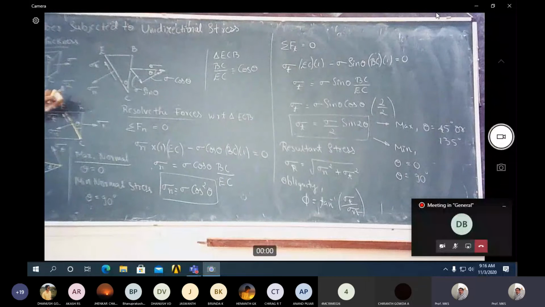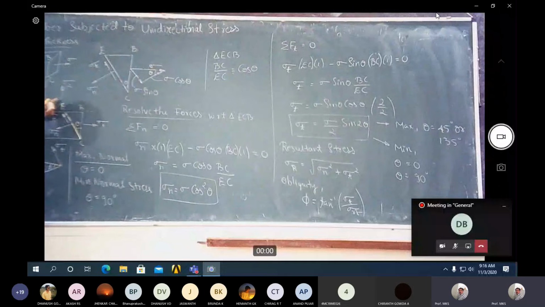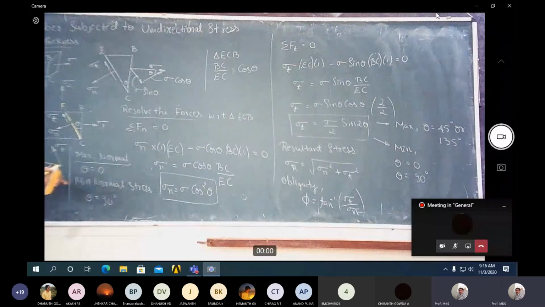This is the unidirectional stress. Next is the bidirectional stress, where there is one more resolution of the force you need to do. Along with the horizontal, that is the x component, you need to resolve the force with respect to the y component of the stress. That is the second derivation. So note down the equations we have got, which you need to apply while solving problems with respect to the forces.